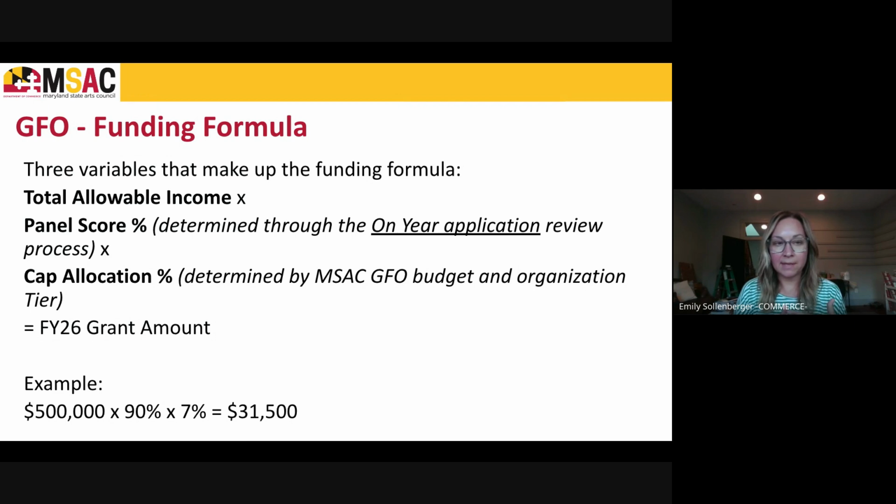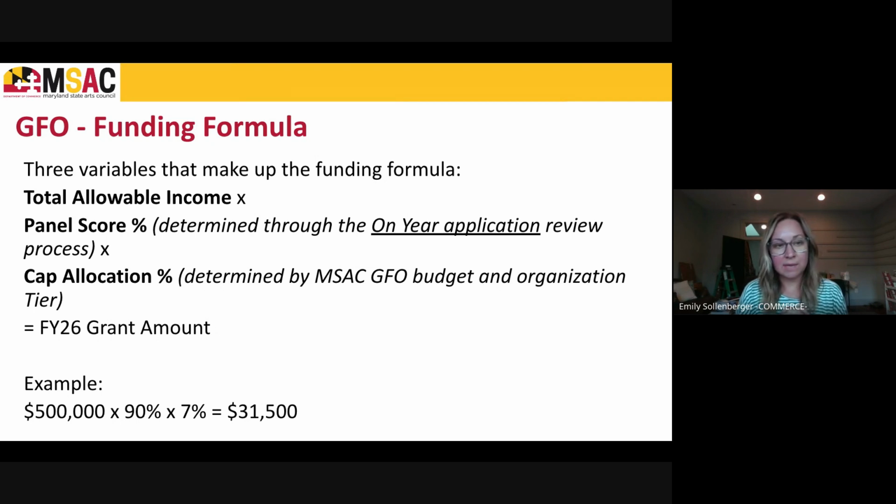And then the cap allocation percentage, that is the last thing that we are figuring out. So that is determined by our fiscal year budget that we get each year. Again, it comes around the spring, so it is a bit later in the process. And then we also determine it by your organization tier. We have 5 different tiers based on budget size. So there are 5 different cap allocation percentages, and that's how we get to your grant amount.